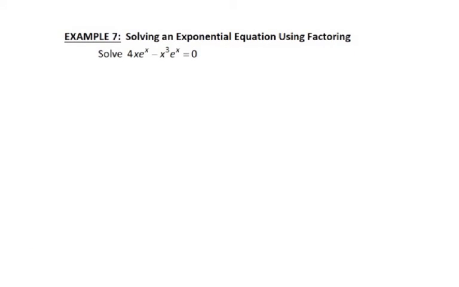All right, next one. So what can I do here? Well, we can see that they both have e to the x, and they both have an x. So whenever I see that's the case, I'm going to factor out. So I can factor out an e to the x times x. I'm going to be left with 4 minus x squared equals 0.